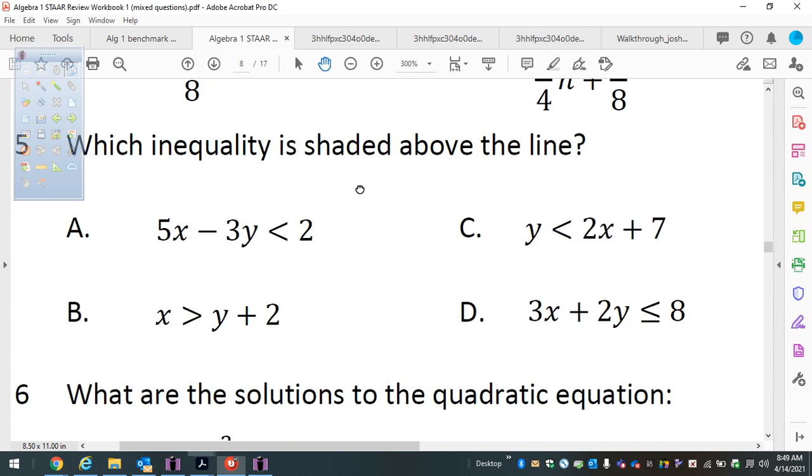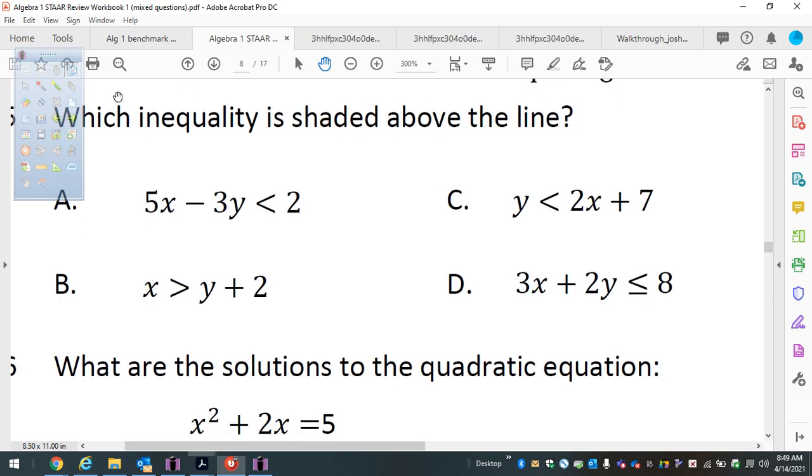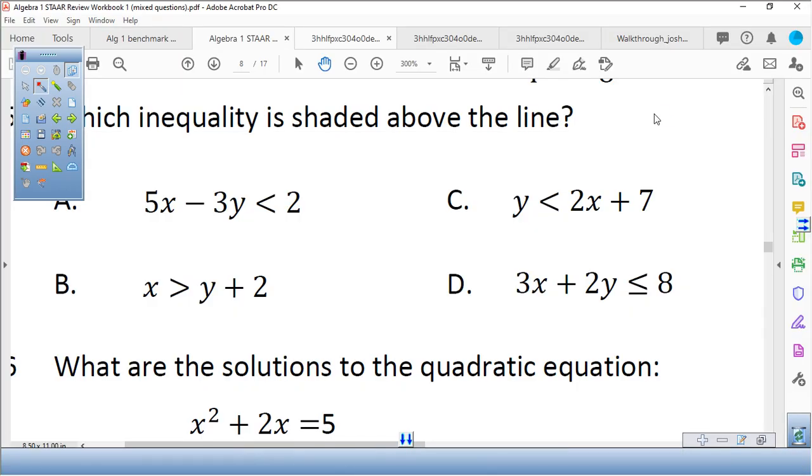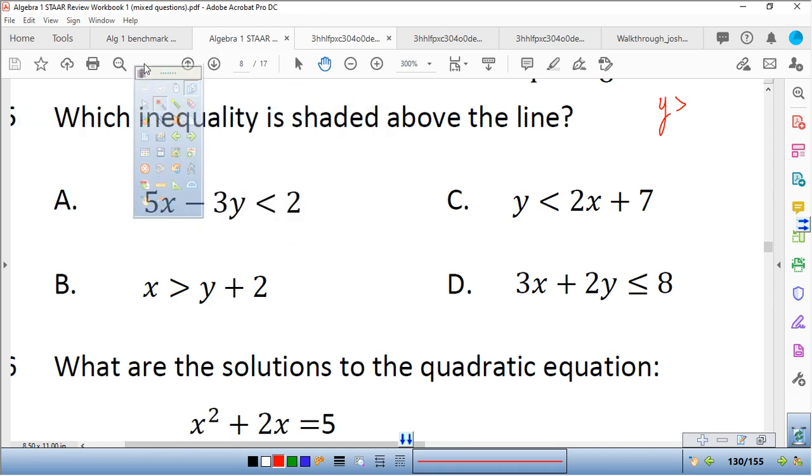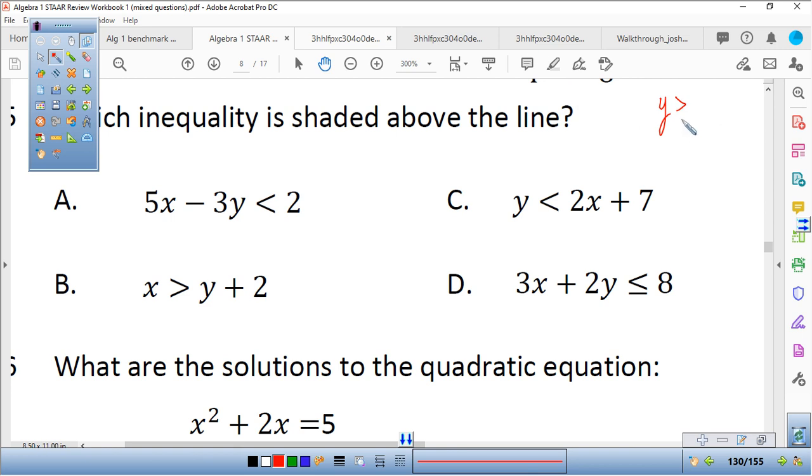Number 5. Shade above. So, really, for it to be above, you want y is greater than. Shade above the line. It doesn't say dotted line, solid line. So we're going to look for that idea, right? This means y is greater than. So for this, you need to solve for y. So it's subtract 5x.